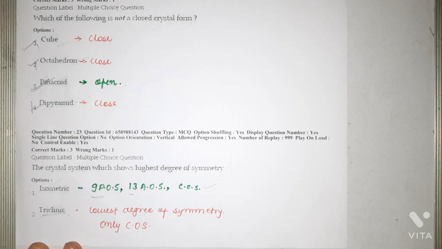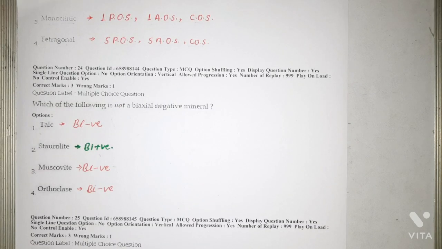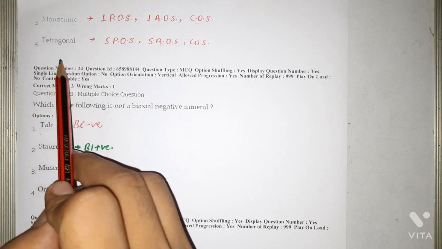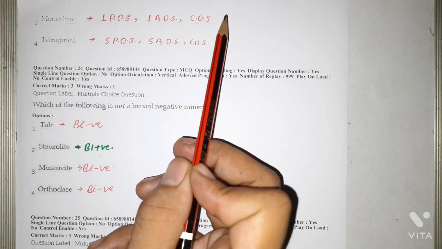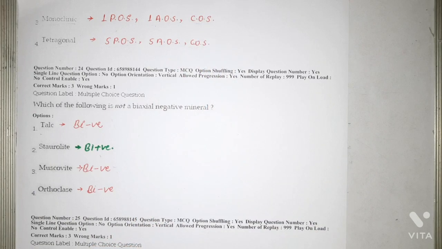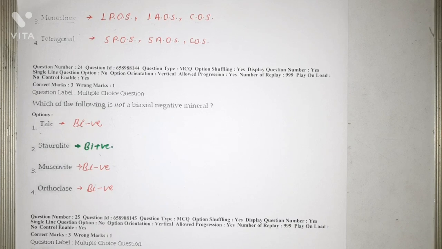The other two crystal systems present in the question are monoclinic and tetragonal. Monoclinic has one plane of symmetry, one axis of symmetry, and a center of symmetry is also present. This is the crystal system which shows the second lowest degree of symmetry. Okay, and the tetragonal crystal system has 5 planes of symmetry, 5 axes of symmetry, and a center of symmetry is also present. So as far as the highest degree of symmetry is concerned, it is represented by the isometric crystal system.